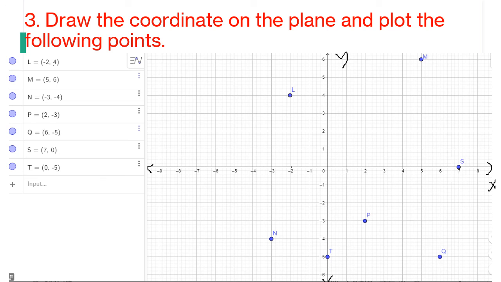Okay, now next one T, 0 comma minus 5. So minus 5 is the y coordinate which is given to us. We are going to look for the minus 5 on the y axis. So it's given here, it's somewhere here. Yes, so we denote it and we also denote the point with the letter which is given to us, which is T. So this is how we draw the points on the graph paper.